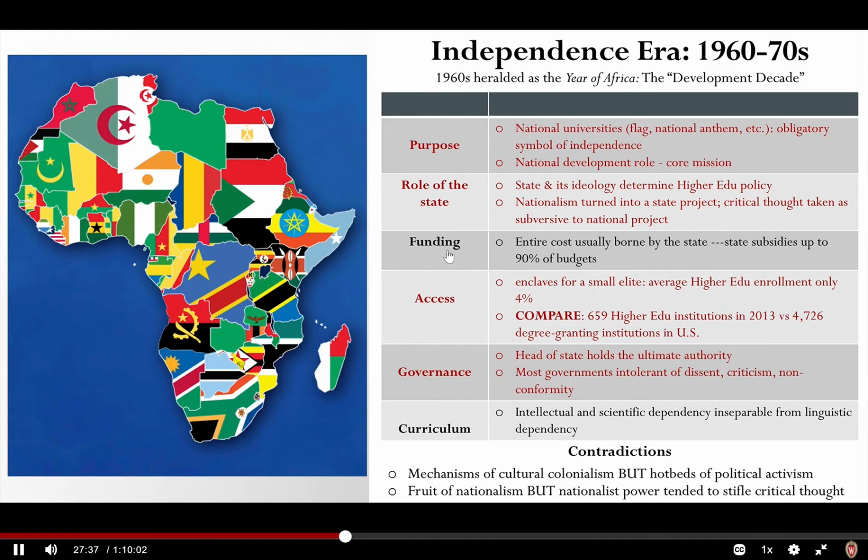Access to higher education during this time was also limited, just as was the case, but in a different way, but access was still limited to a small enclave of a small elite. Average higher education enrollment during this time was 4%, which is pretty low by any standards.